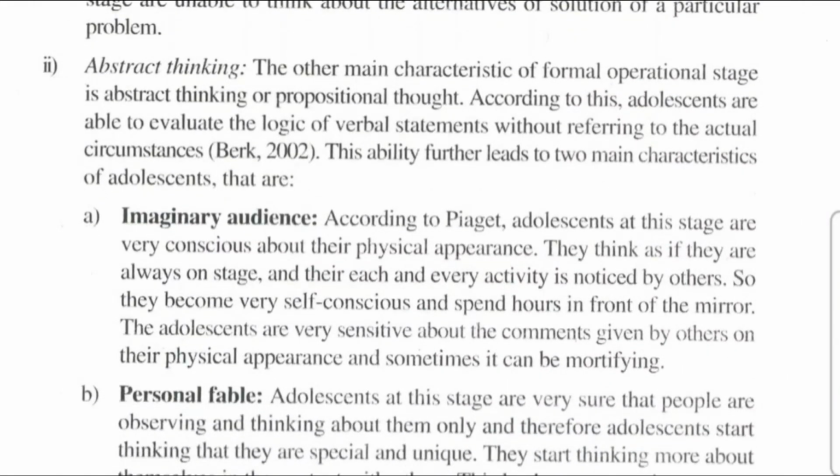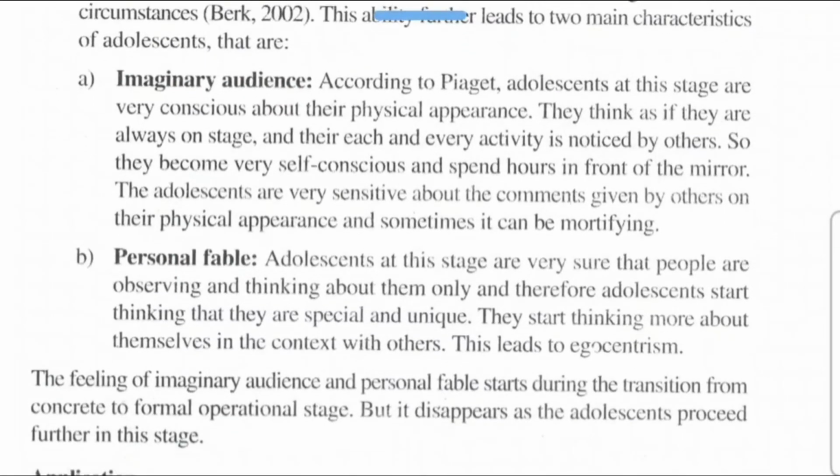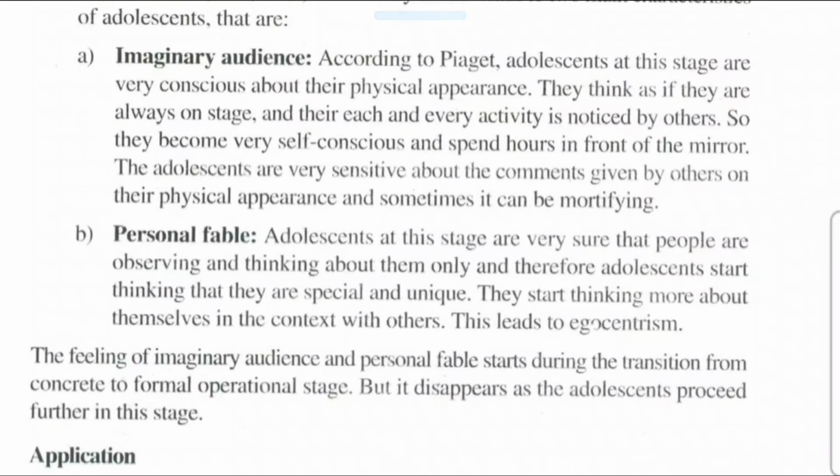2. Abstract thinking. Another main characteristic of the formal operational stage is abstract thinking or propositional thought. According to this, adolescents are able to evaluate the logic of verbal statements without referring to actual circumstances (Burke, 2002). This ability further leads to two main characteristics of adolescence. A. Imaginary audience. According to Piaget, adolescents at this stage are very conscious of their physical appearance.